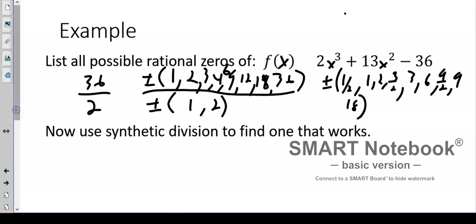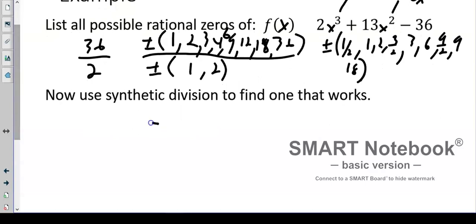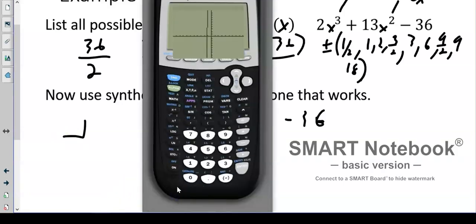Now we're going to do synthetic division. So remember though, on synthetic division, we have a 3, we have a 2, we don't have a 1. We don't have a 0x. So we need to account for that. So it's going to be 2, 13, 0, and negative 36. Now, what number goes in the box? Technically you should try all of these and plug them in, but again, let's let the calculator help us do the heavy lifting.